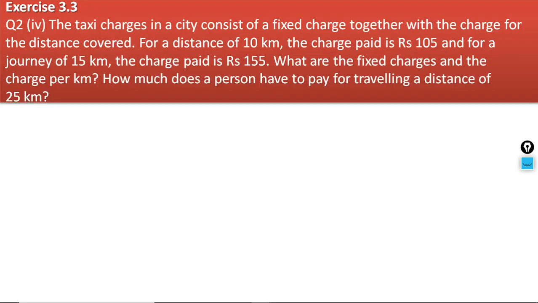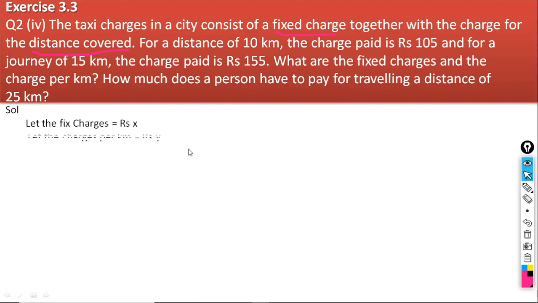Let us try another problem. The taxi charges in a city consist of a fixed charge together with the charge for distance covered. So students, there are two types of charges given here. One is a fixed charge and the second is the charge for distance covered. So these we consider x and y. The fixed charge we are going to consider x and the charge per kilometer is rupees y.